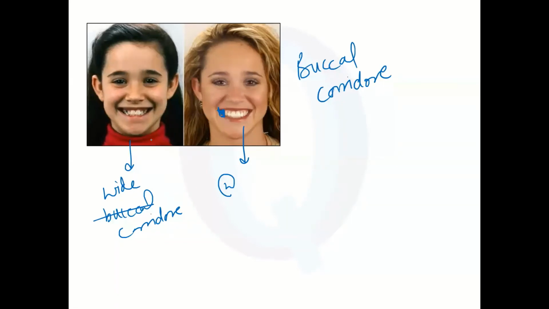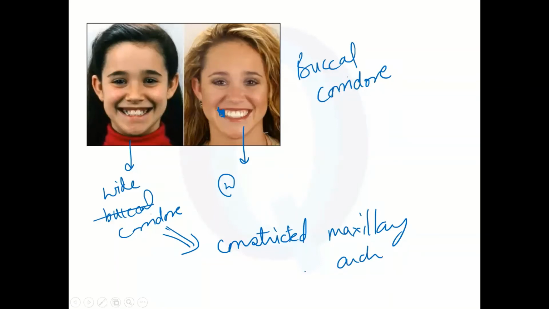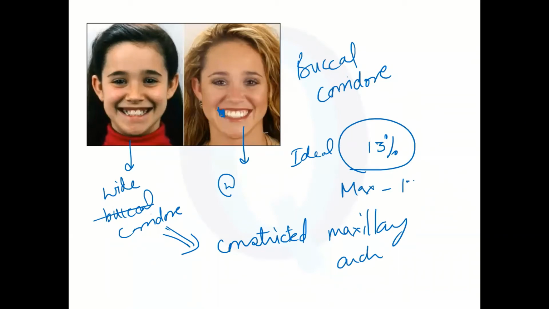Yeah. So this has a wide buccal corridor, and this has a normal buccal corridor. Wide buccal corridor is because of the constricted maxillary arch. What is the ideal value? Ideal value should be 13%. Okay, maximum it can be 17%.